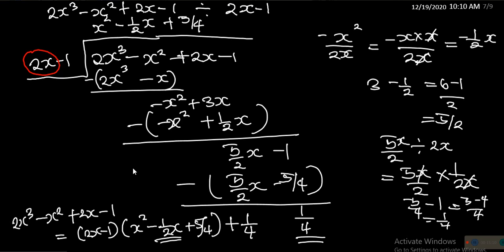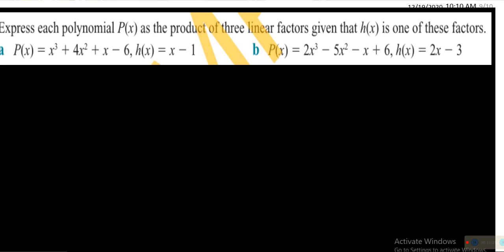So 2x minus 1 is not a factor of p of x, because there is a remainder. So guys, this is how to divide polynomials.